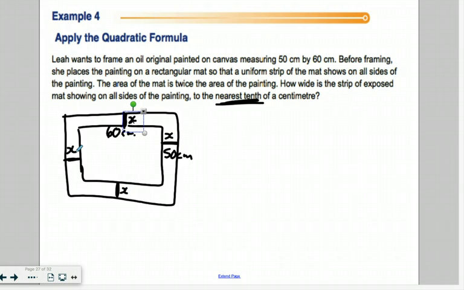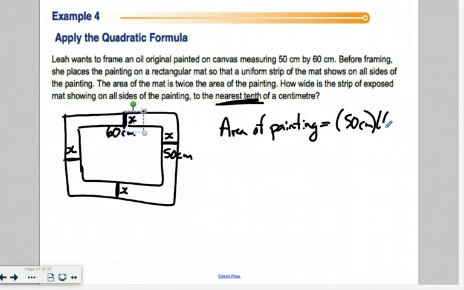All right? So that's our variable. Now, the other information that we've been given is that the area of the mat is twice the area of the painting. Now, we can find the area of the painting, right? Because we have the dimensions of the painting. We know that it's a rectangle. So the area of the painting is length times width, which in this case is 50 centimeters times 60 centimeters, giving us a total area of 3,000 centimeters squared.